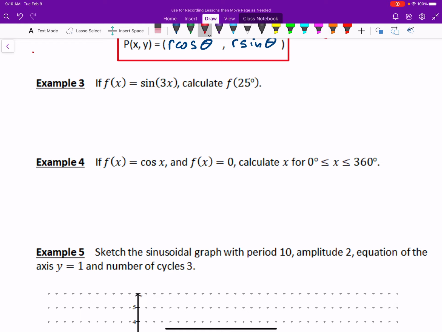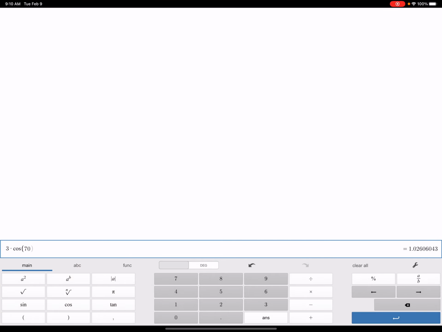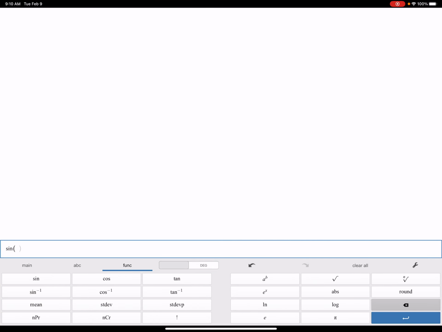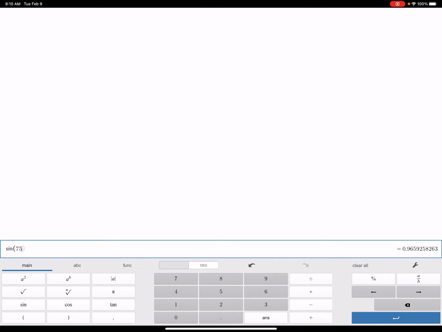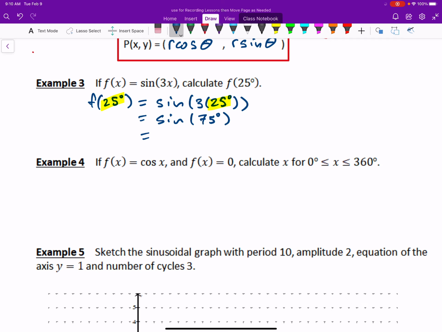So if f(x) equals sine 3x, and I want to find f(25), f(25 degrees) is going to equal sine of 3 times 25 degrees. So just like in other functions, I'm going to substitute in whatever x is equal to and work it out. And I'm going to follow order of operations. 3 times 25 is 75 degrees. So I'd find whatever the sine of 75 degrees is. And it turns out to be 0.97 if I round it.